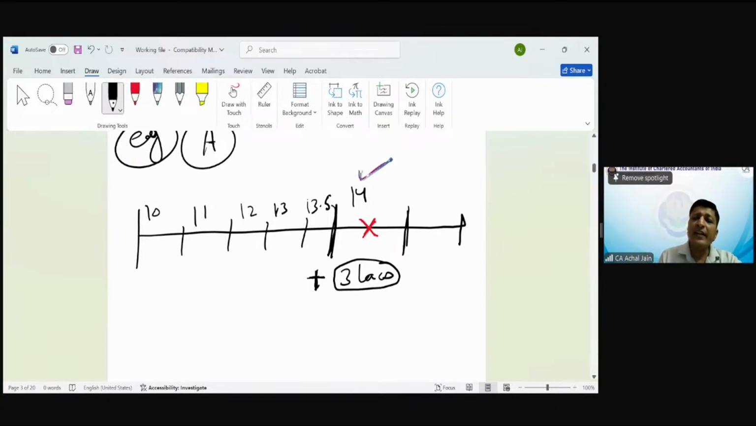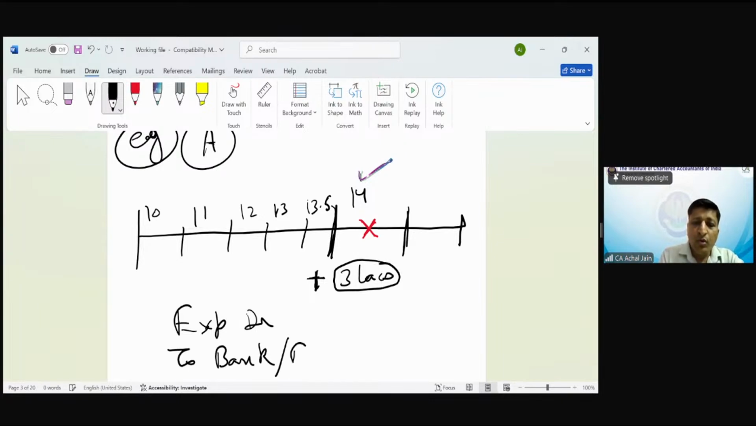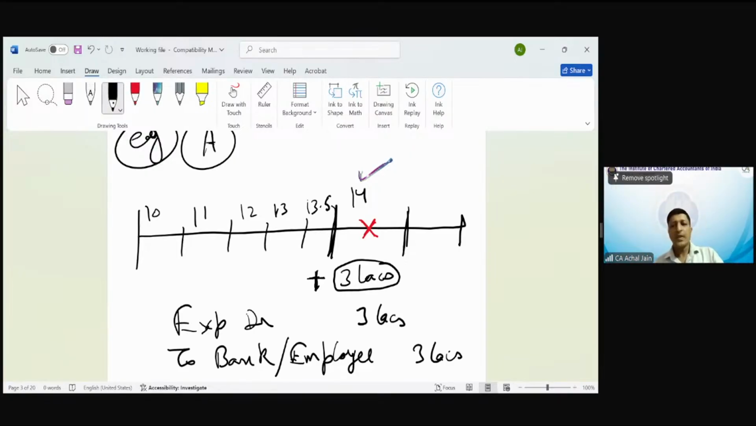So what is the accounting entry the company will pass? Expense debit, to bank or to employee, 3 lakhs. Clear on this? Simple one, easy to understand. Clear on this, everyone? So this is what we have in terms of termination benefit.